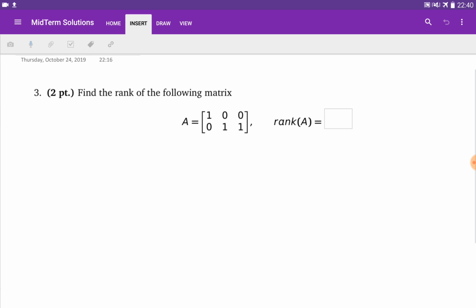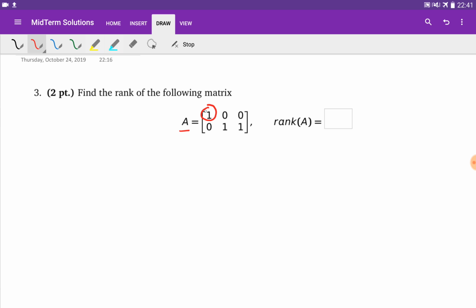The third question is about the rank of the matrix. We call the rank of the matrix the number of the pivots in the reduced row echelon form of the matrix. So if A is given like this, it is already in the reduced row echelon form, because the first non-zero element of the first row is 1 and all the elements below are equal to 0. And the first non-zero element of the second row is also 1, and all the elements above and below are equal to 0. So I've got 2 pivots, and that is why the rank of this matrix is going to be equal to 2.